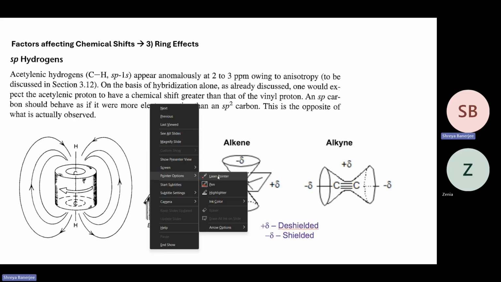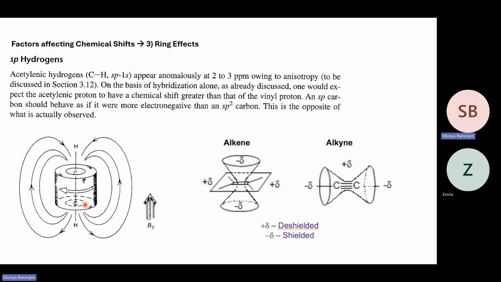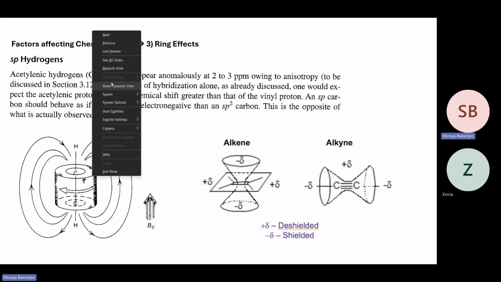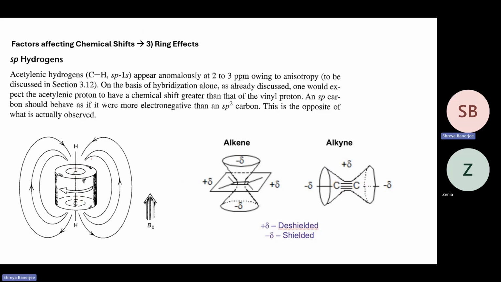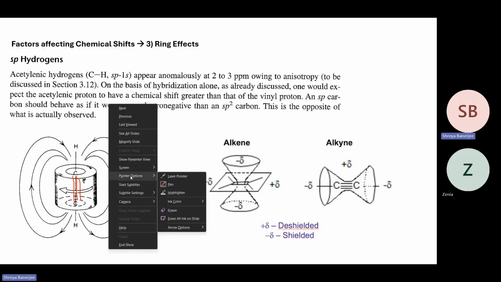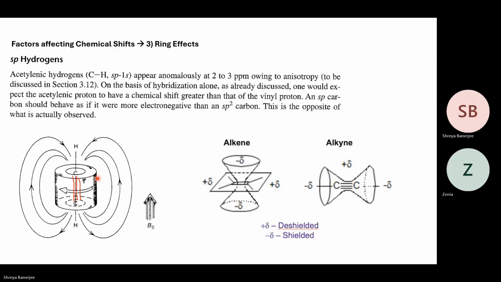We looked at the double bond. Now let's look at the triple bond. In the triple bond, so here it is, this is actually the triple bond, C triple bond C, and the hydrogens are linear. So here what happens when you apply an external field B0, the rotation of the electrons happens in this direction that is shown by this arrow.